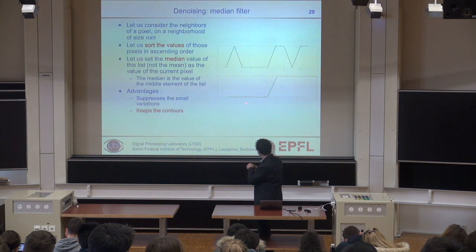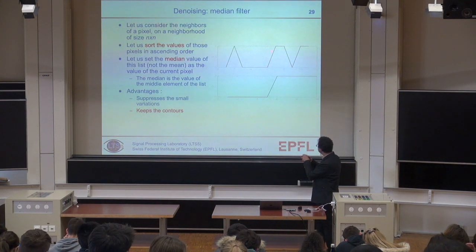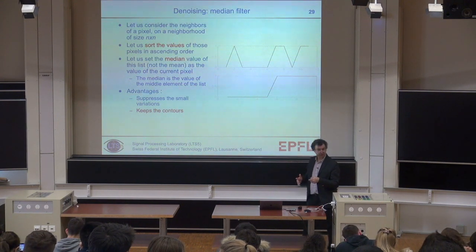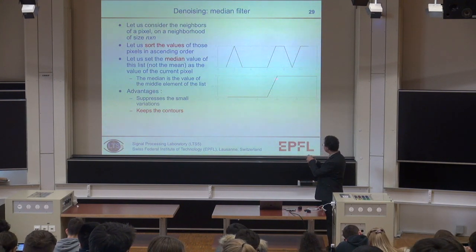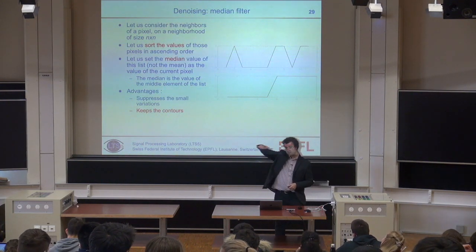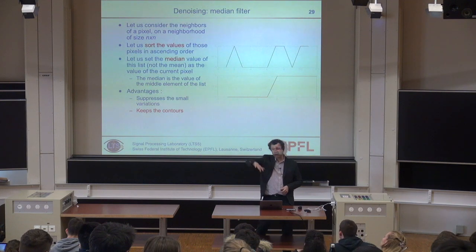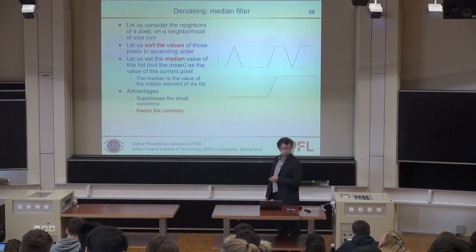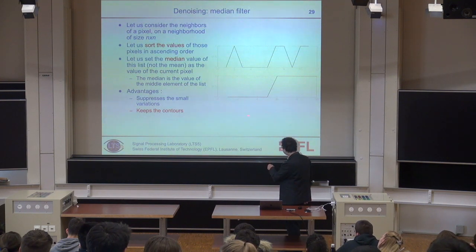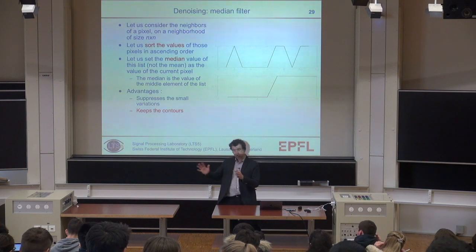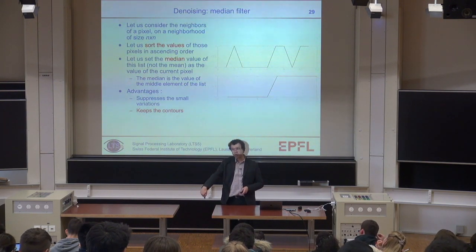Because, you see, a contour is something that is stable, that is coherent, consistent. It is kept. Only the small things disappear, but a very clear transition from one level to the other will remain after filtering. Because you have a very consistent neighborhood here and a very consistent neighborhood here. So the transition will remain. Only the outliers will be removed, and a transition is not an outlier.